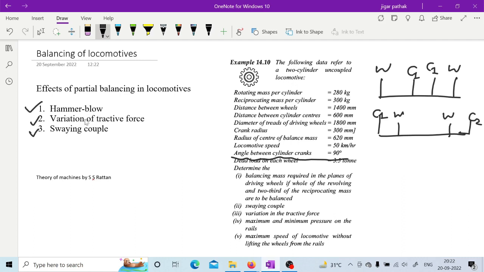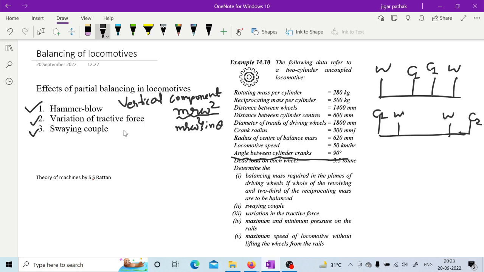So hammer blow is nothing but the vertical component which is trying to lift the locomotive, right? It is the vertical component as we have seen, and its vertical component is nothing but m r omega square sine theta, and its maximum value will be m r omega square only, right? And it is going to consider only the reciprocating part, right? So this is the hammer blow which is acting in vertical direction. These things you need to remember, because sometimes short questions may also be asked from these concepts only, right?